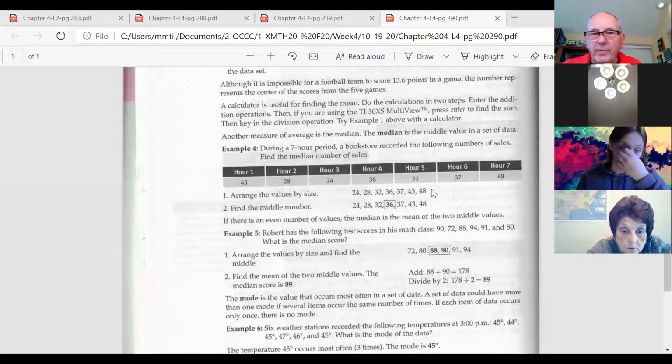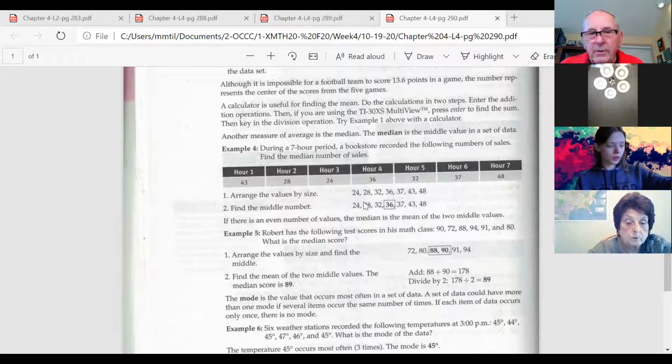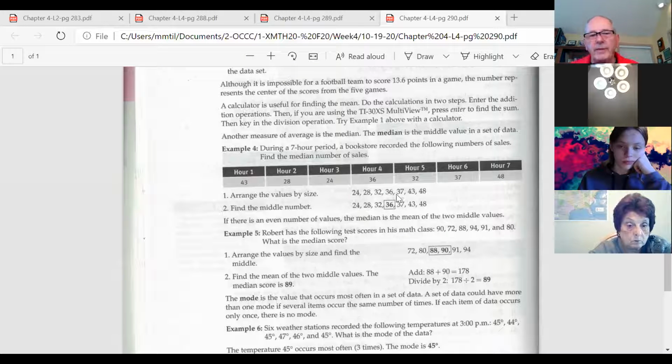But what if you had another data point? What if we had a data point of like 50 out here? Then you'd have an even number, so you take the average of the two middle numbers. Pretend there's a 50 after the 48. That would be 8 pieces of data, so you go to data point number 4 and data point number 5. That's 36 and 37. You take the average, so it would be 36.5. That would be your median if you had a 50 out here.